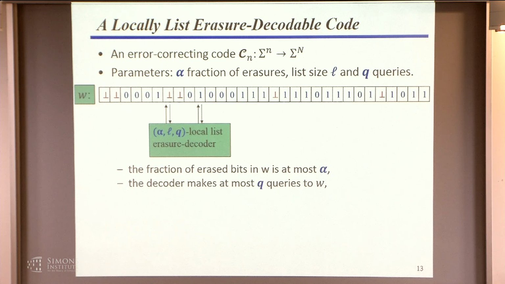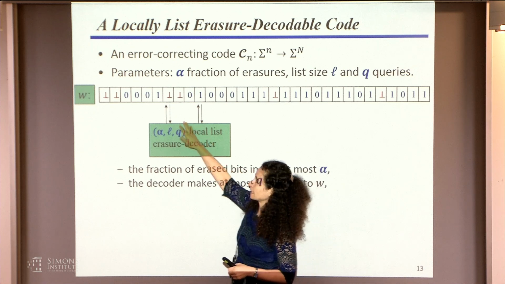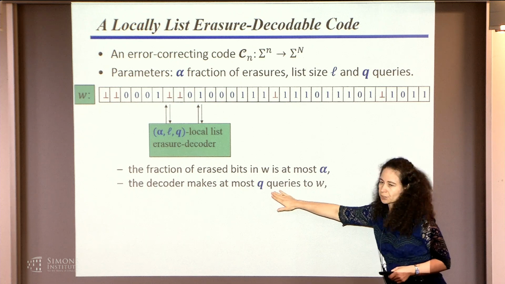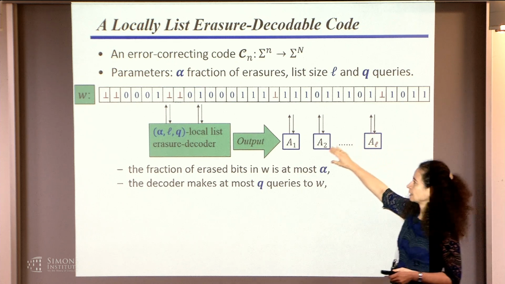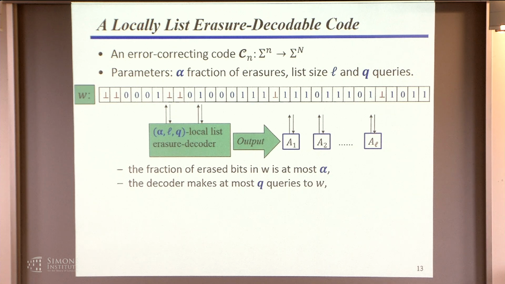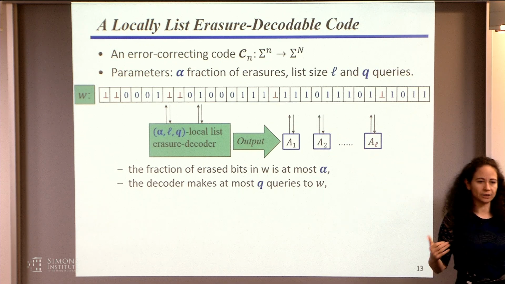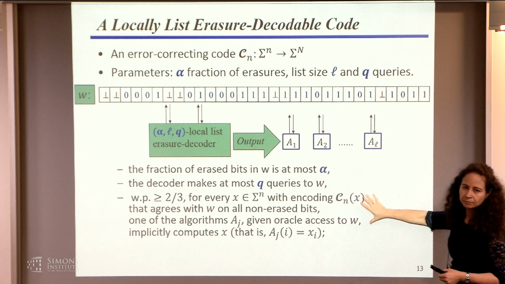Then the algorithm itself, the local list erasure decoder, is allowed to query some positions of the input word, and specifically at most q positions. Then it runs for a short time, and what it outputs is a bunch of other algorithms, at most L of them. Each of these algorithms is an implicit representation of one of the decoded code words. So this is the actual condition that we want.